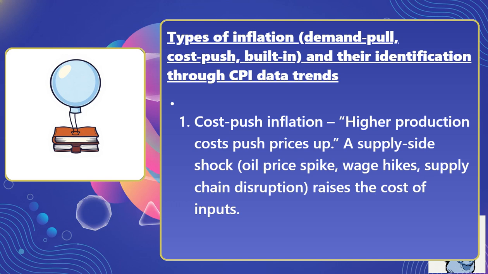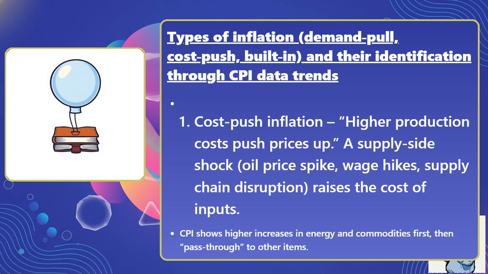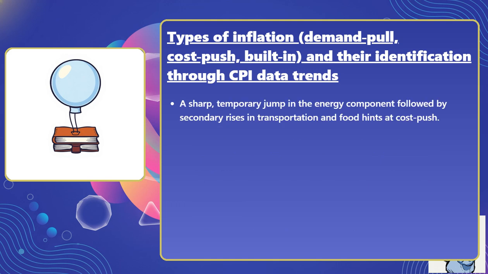Example: rapid GDP growth, low unemployment, and rising consumer confidence often precede demand pull inflation. Number 2. Cost push inflation, higher production costs push prices up. A supply-side shock, oil price spike, wage hikes, supply chain disruption raises the cost of inputs. CPI shows higher increases in energy and commodities first, which then pass through to other items.